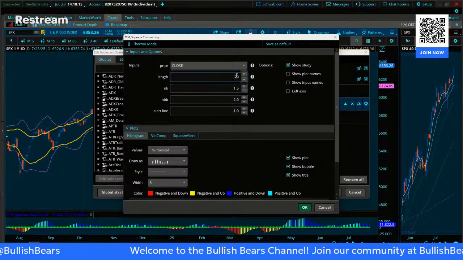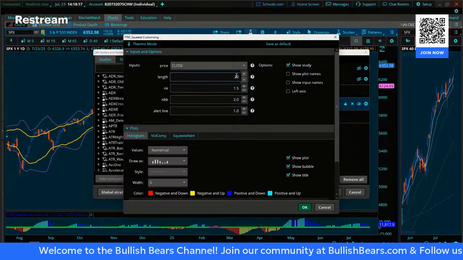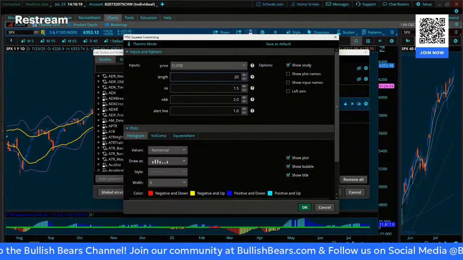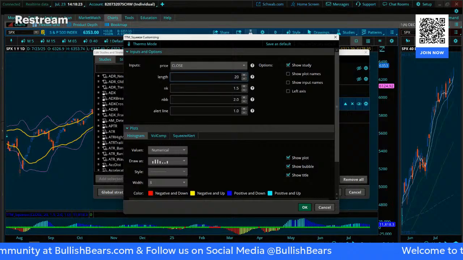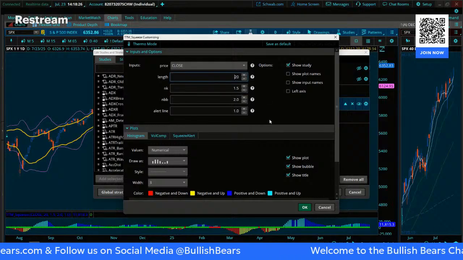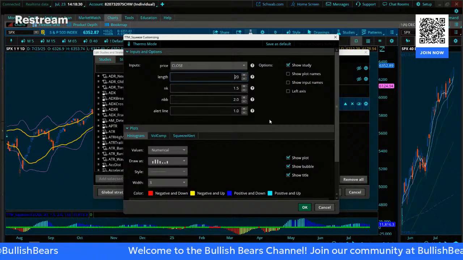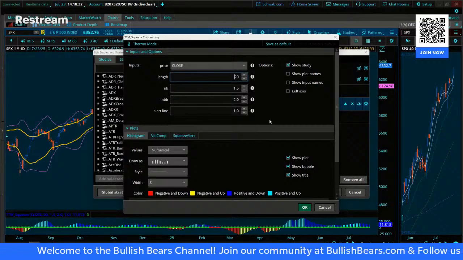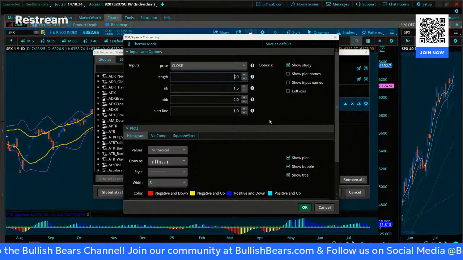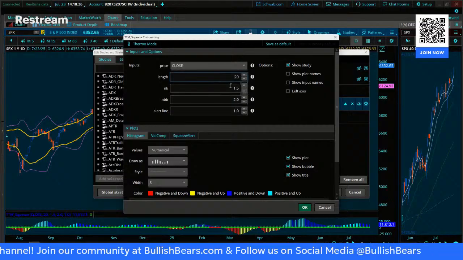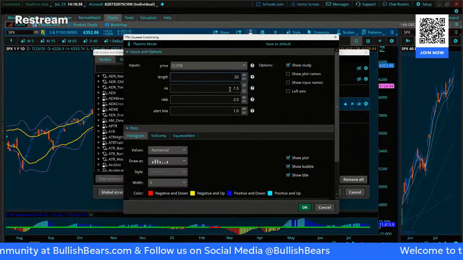So if you set this on a 20 and you go to a daily chart, you're looking at last June from the 23rd to July on the 23rd. You may not care to look at June's price action, trying to figure out if today we're beginning to slip into a squeeze, right? And then there's the length of the bands.